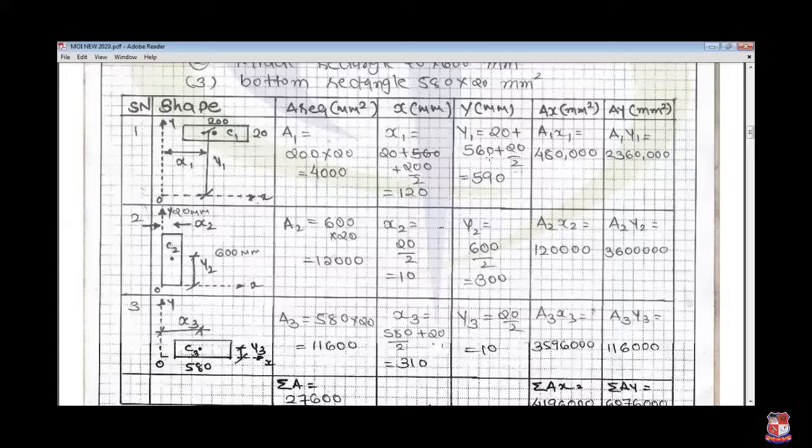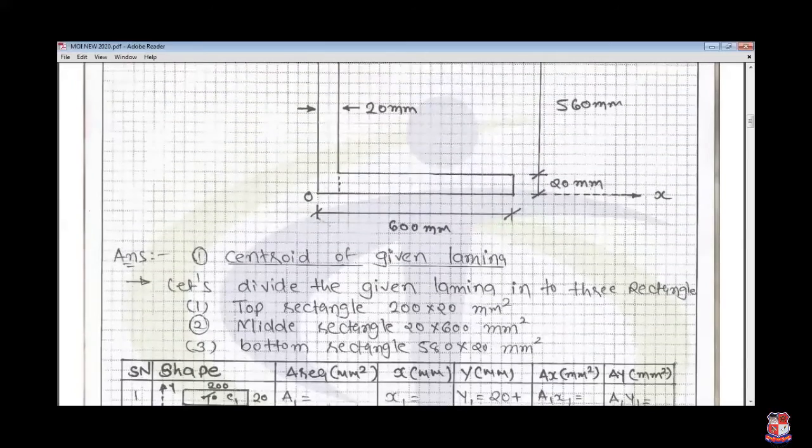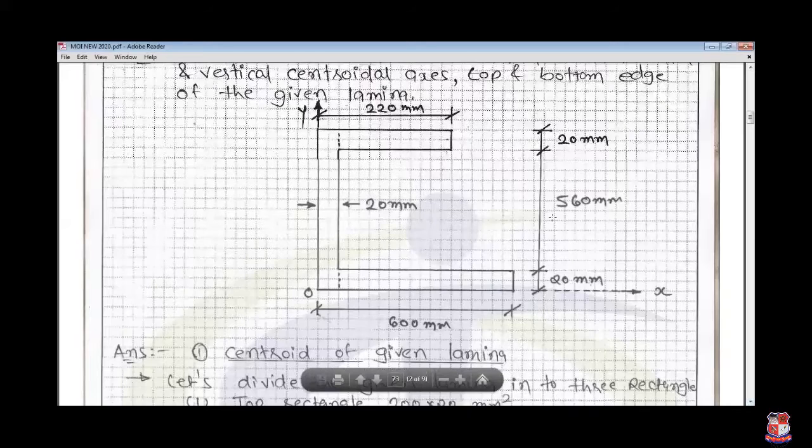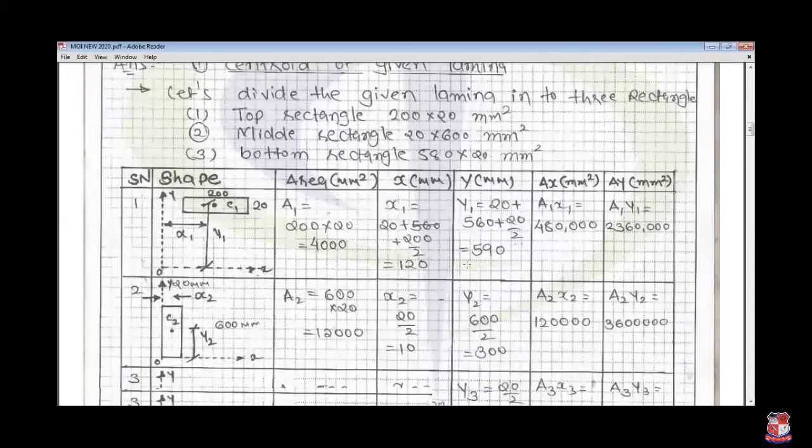So y1 is equal to that distance, 560 plus 20 by 2. That distance 560 is given in your lamina. You can find it from here. Sorry, 20 plus 560 plus 20 by 2. I made one mistake: 20 plus 560 plus 20 by 2.